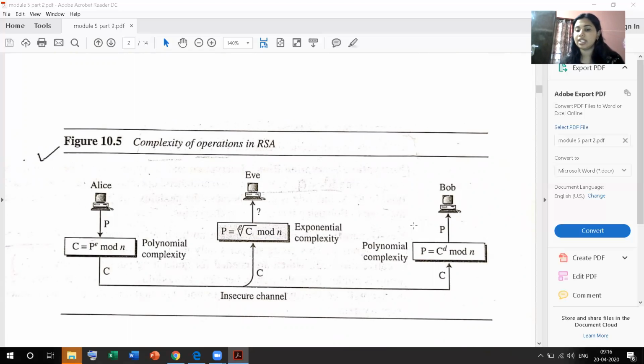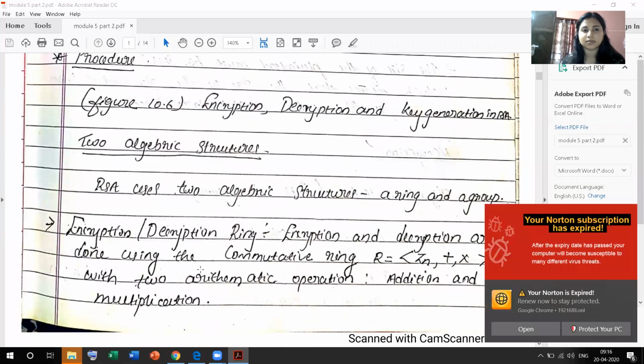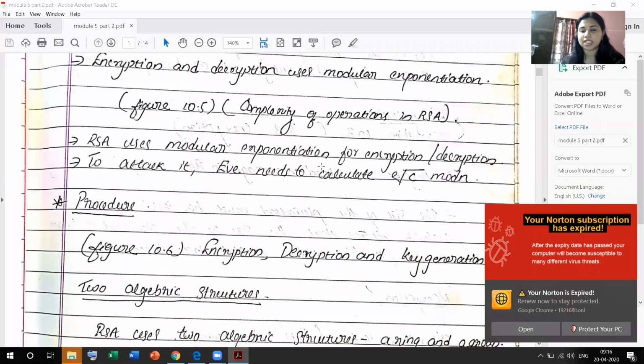Exponential complexity. Next one here is the receiving section. Here the plain text is obtained by C raised to D mod n. Bob uses the private key to obtain the plain text. D is the private key. RSA uses modular exponentiation for encryption and decryption, that is P raised to E mod n, and on the decryption side C raised to D mod n. And to attack it, Eve needs to calculate the E-th root of C mod n. It is very complex to calculate this value, so it is difficult to attack RSA.